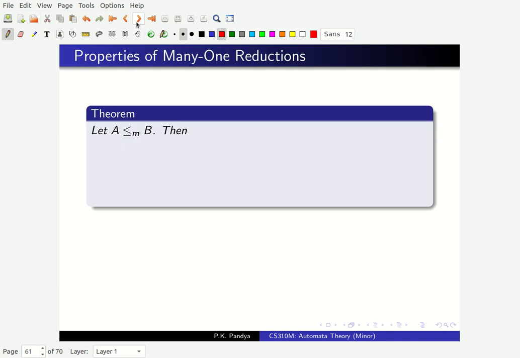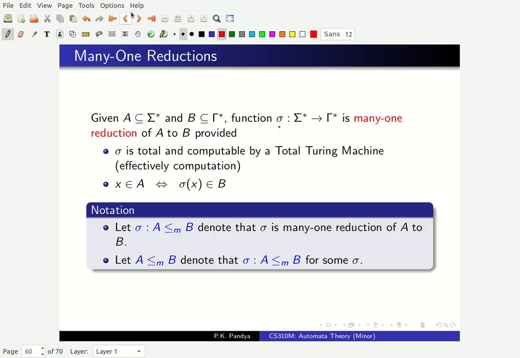Okay. Now, just look at this definition very carefully. Something should be obvious to you. Suppose you had the ability to determine whether some element belongs to B or not using a total Turing machine. That is, the set B is recursive.